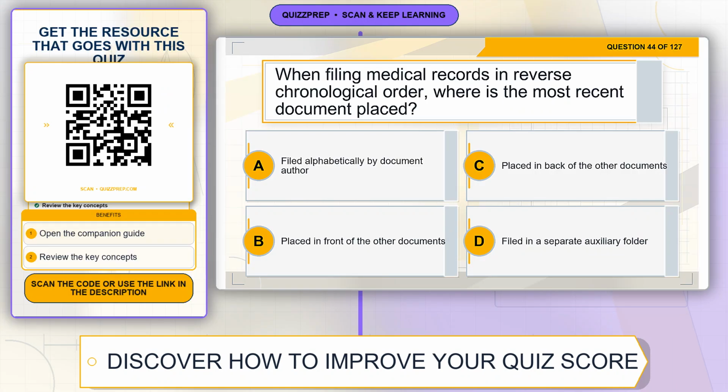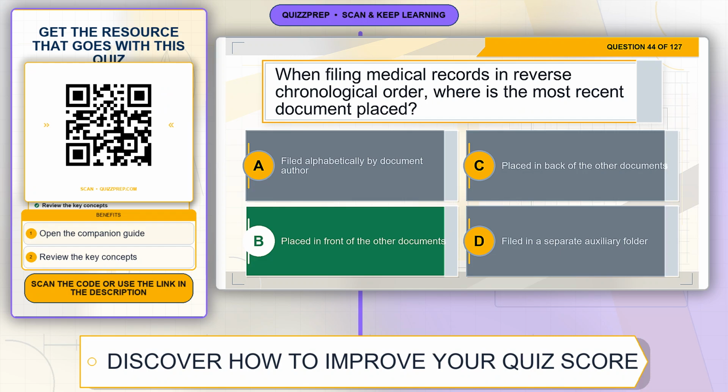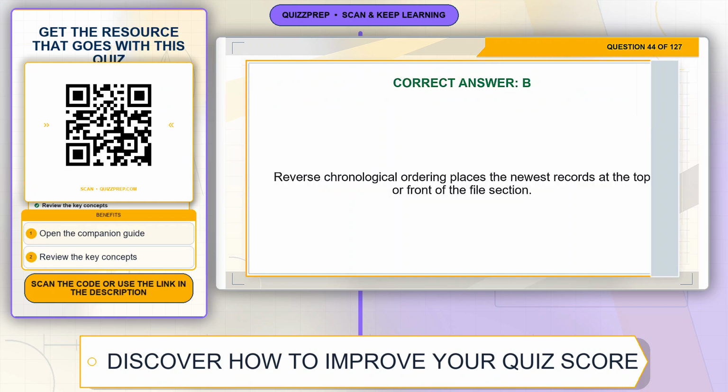Question 44. When filing medical records in reverse chronological order, where is the most recent document placed? Option A, filed alphabetically by document author. Option B, placed in front of the other documents. Option C, placed in back of the other documents. Option D, filed in a separate auxiliary folder. The correct answer is option B, placed in front of the other documents. Explanation. Reverse chronological ordering places the newest records at the top or front of the file section.